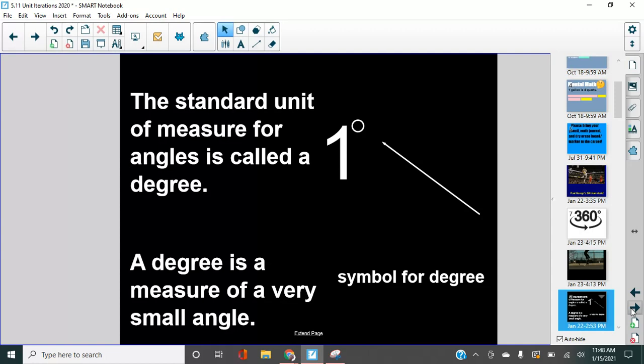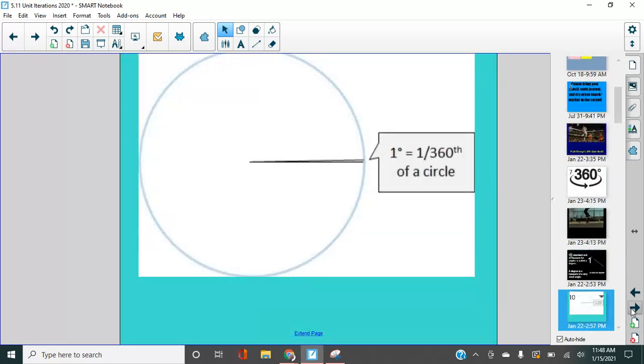A degree is a very, very small angle or turn. You can see the symbol for degree right there. It's that tiny zero that floats up by the number. So if you had 1 degree, look at that. That's how far 1 degree is open. You can hardly see it, right?